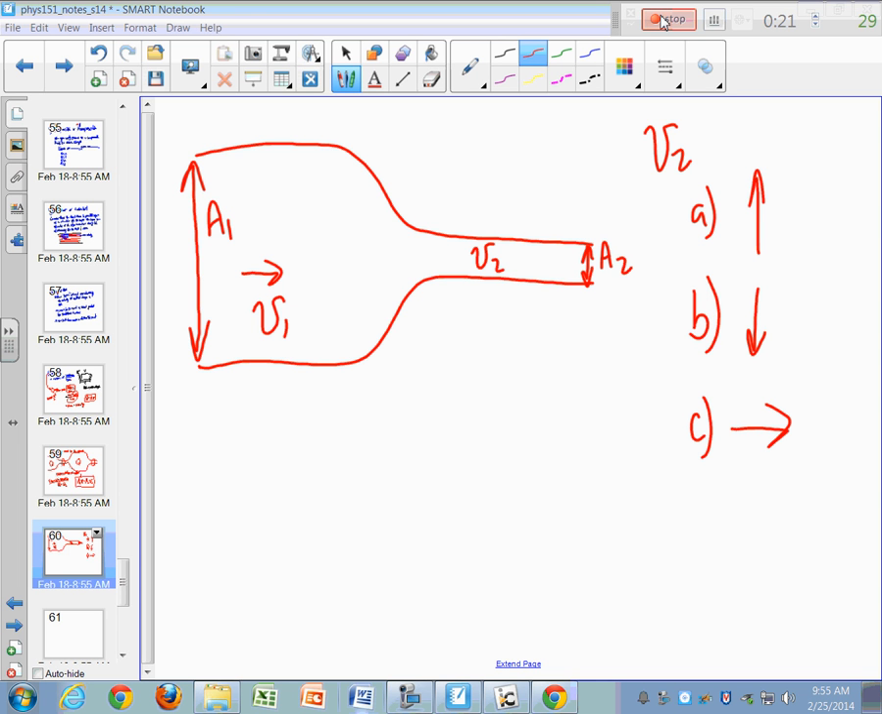All right. What happens to V2 here when the fluid flows from here to this smaller section of pipe? What happens to the velocity in the second section of pipe? Does the fluid increase in speed? Does it decrease in speed? Or does it keep the same speed? In a closed system, yeah.